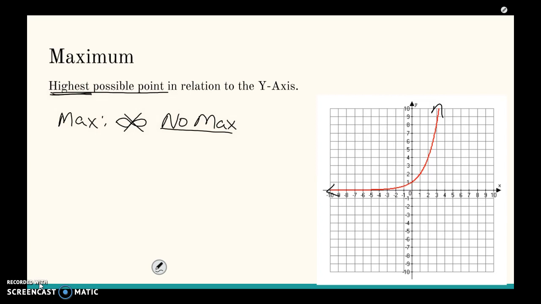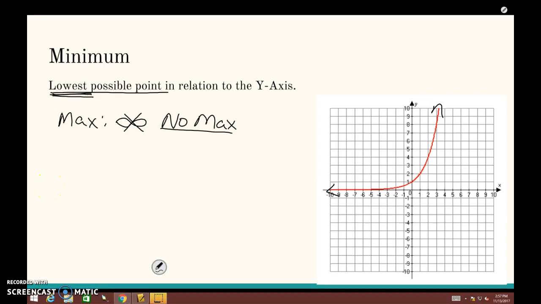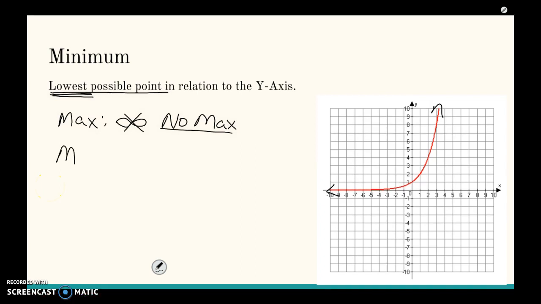Now, for the minimum, we're looking for the lowest point possible. So for the minimum, the lowest point possible in this case would be actually approaching the asymptote, and the asymptote we know here is located at 0. So since it gets close to 0 but never crosses 0, that means that for this as well, there would be no minimum. So basically, anytime it has arrows on the end, we can identify that as no max or no min. So a maximum and minimum, pretty simple there. Go ahead and pause it if you need to pause.